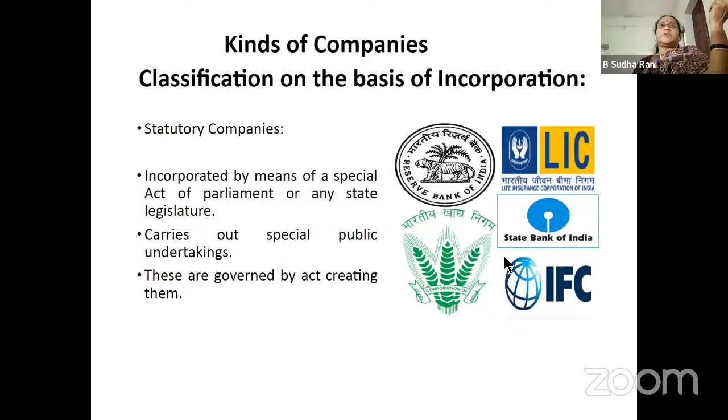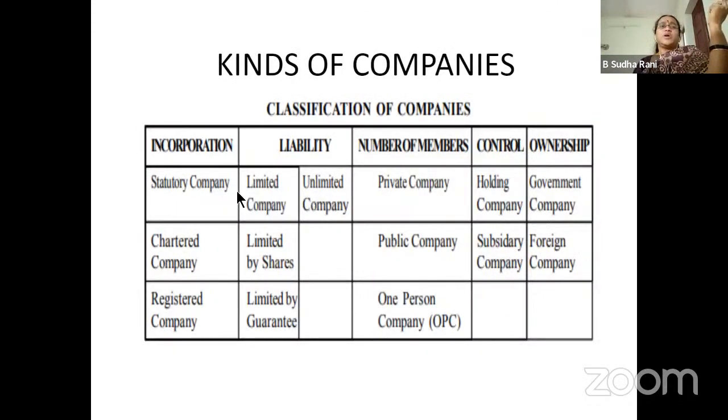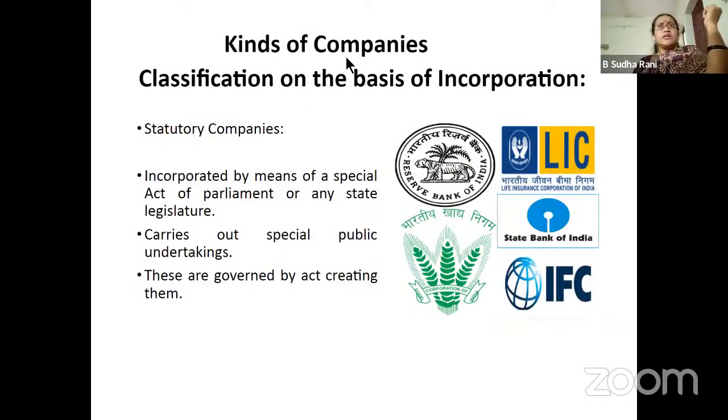The first one is based on incorporation. Under incorporation, we have 3 types: statutory company, chartered company, and registered company. What are statutory companies? The companies which got their recognition and are established by a legislative act or by an act of parliament, we call statutory companies.